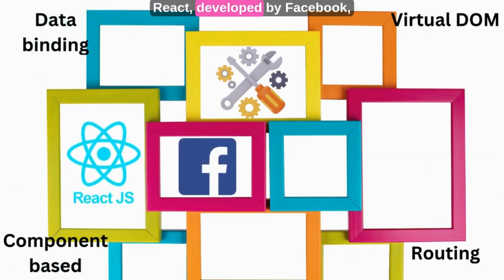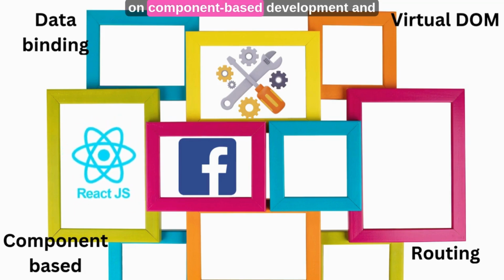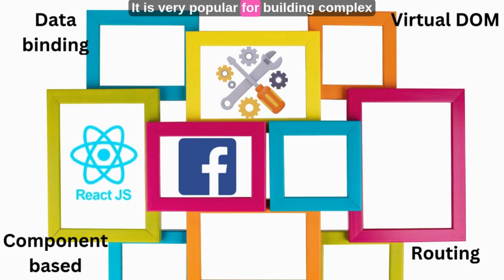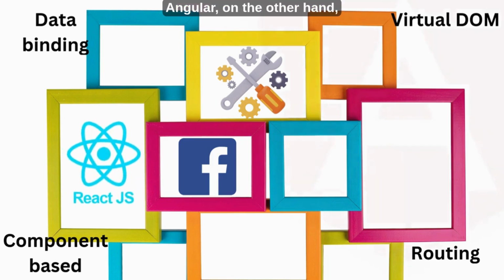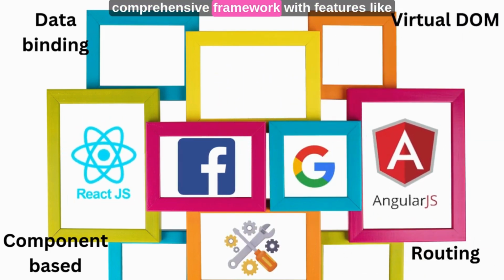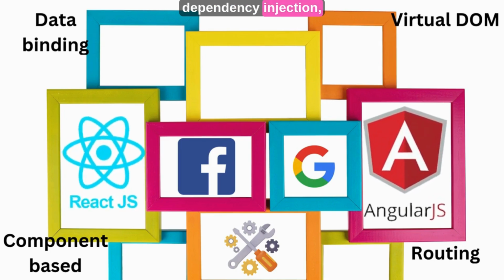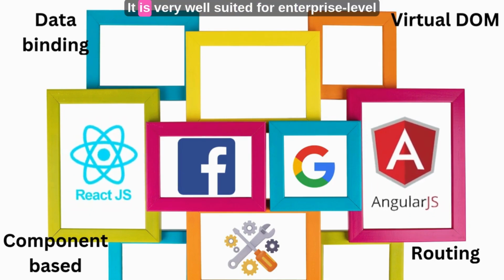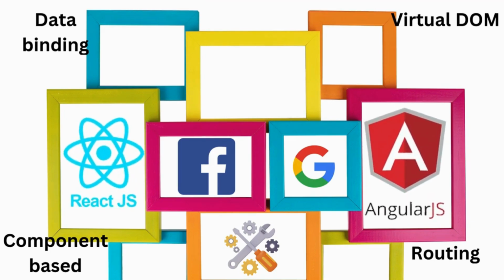React, developed by Facebook, uses virtual DOM and JavaScript XML syntax with a focus on component-based development and a unidirectional data flow. It is very popular for building complex large-scale applications. Angular, on the other hand, is developed by Google, and it offers a comprehensive framework with features like dependency injection, TypeScript support, and two-way data binding. It is very well suited for enterprise-level applications.